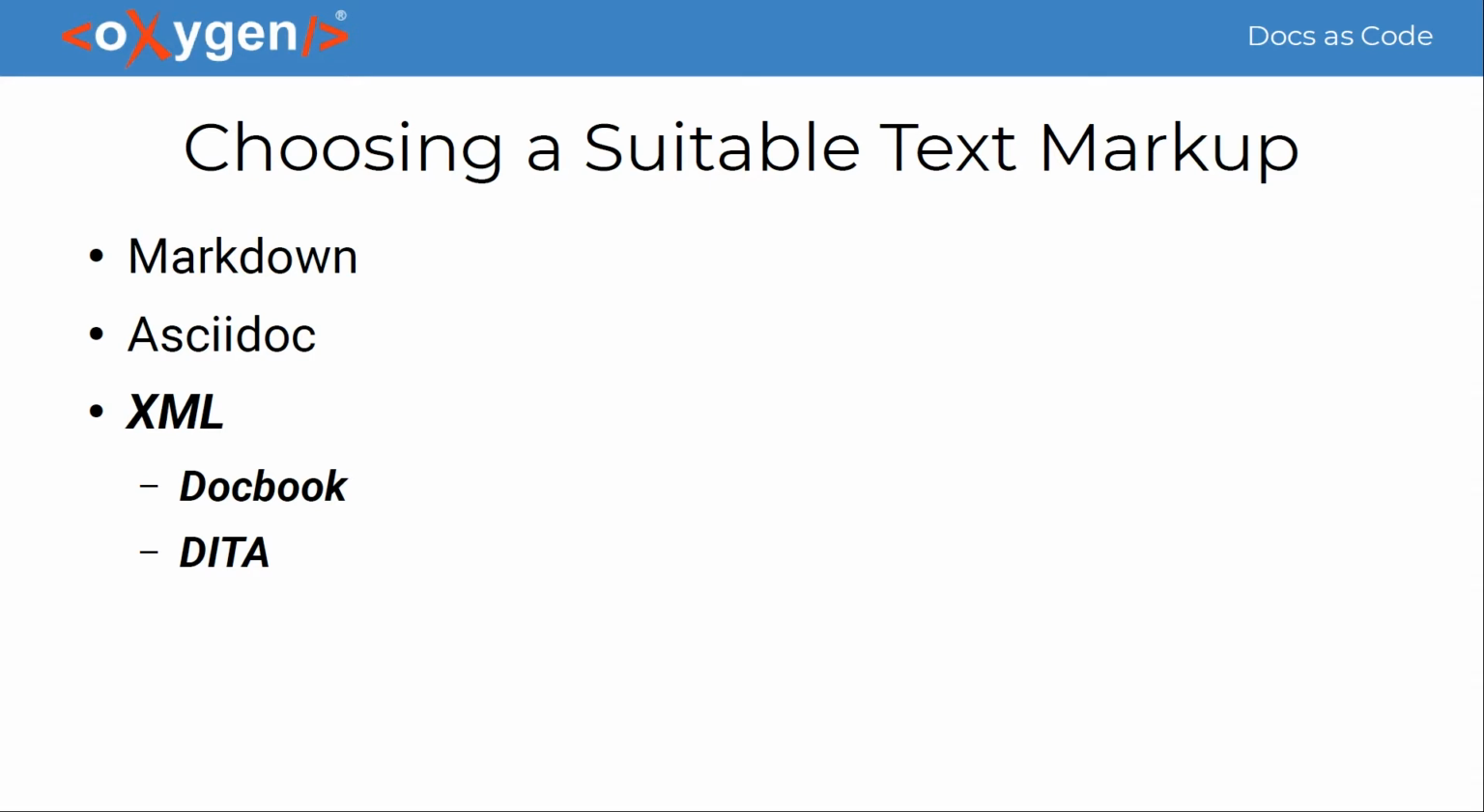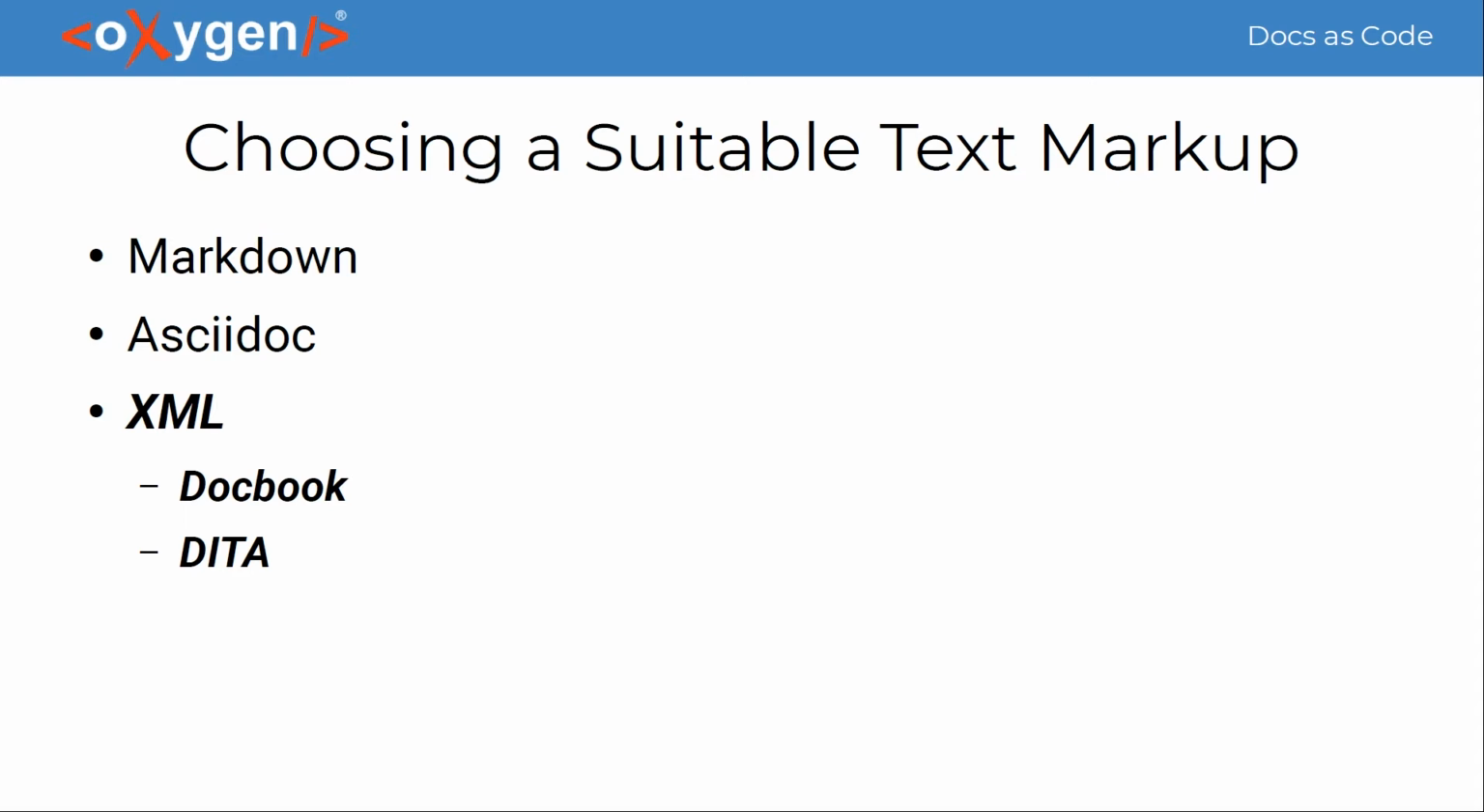So the first step, choosing a suitable text markup. If you go on the internet and you read about the Docs as Code philosophy, you'll see as the text markup of choice either Markdown or AsciiDoc. But I would also add there XML, which is an acronym that stands for Extensible Markup Language. So it's also text there. It's just the markup that differs a bit.